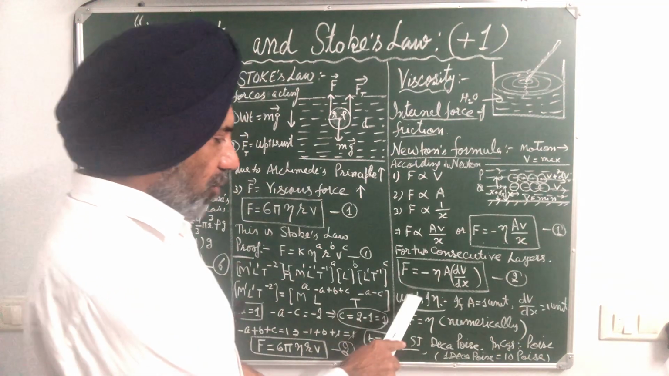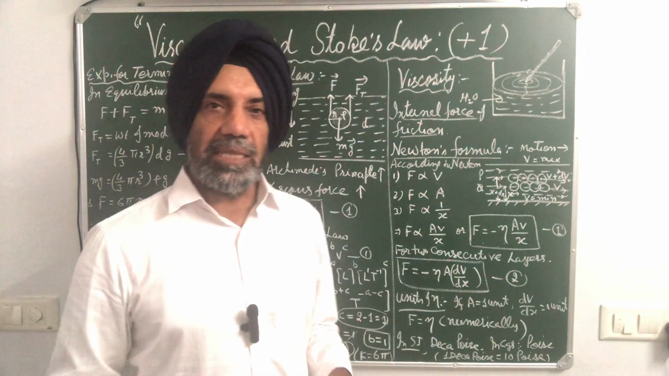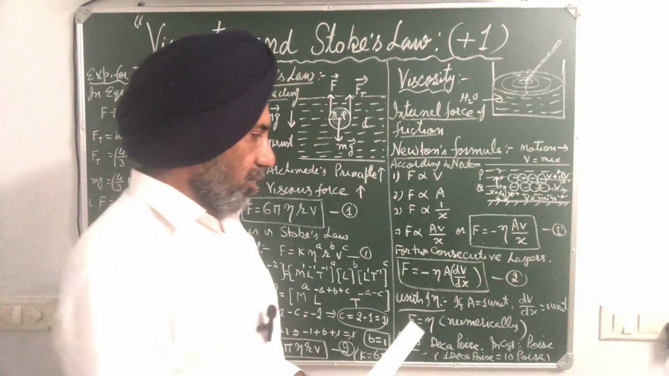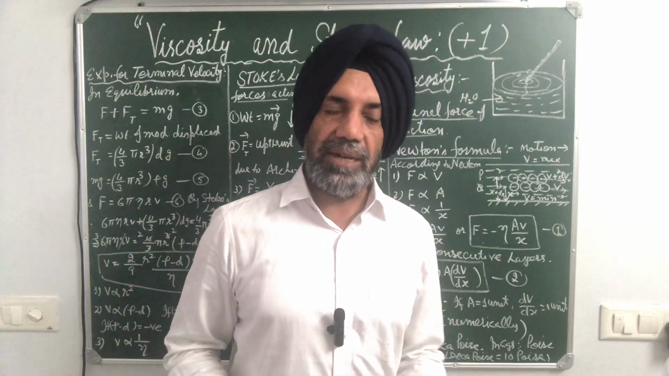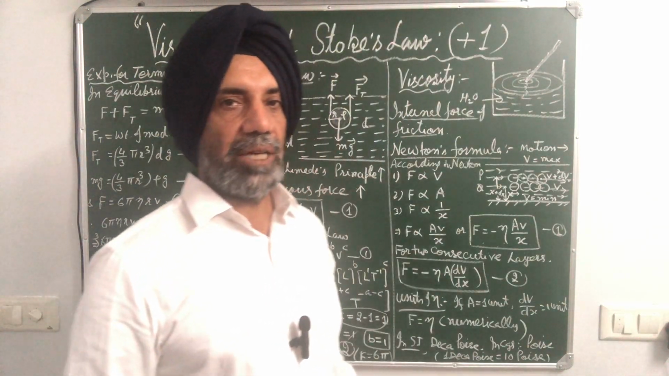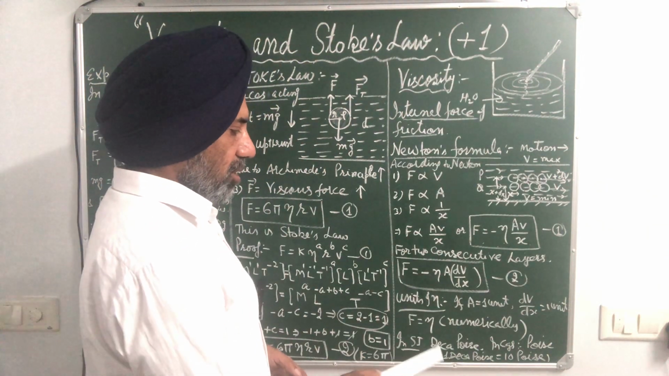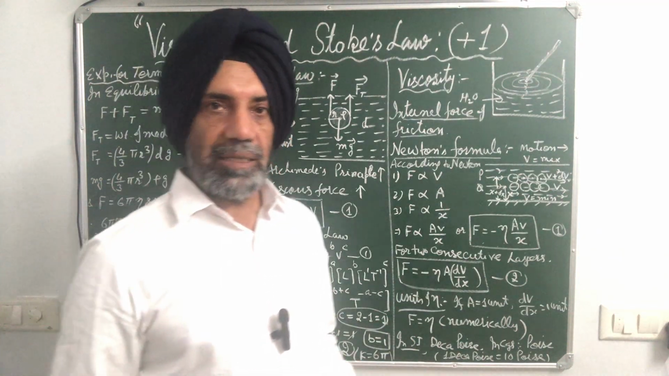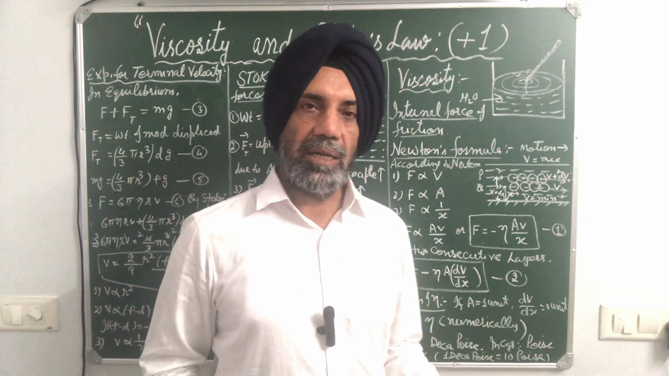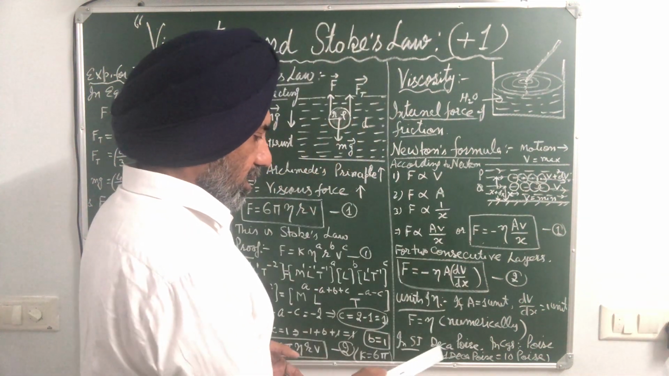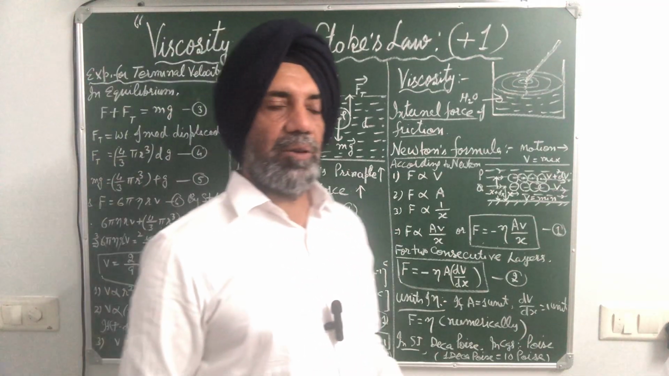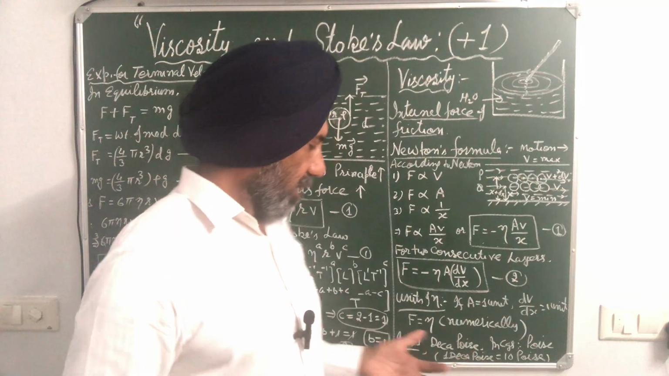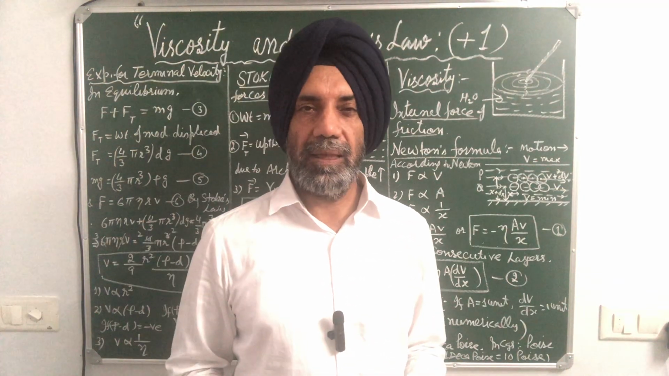Again I repeat, coefficient of viscosity is defined as the tangential force acting per unit area to maintain unit velocity gradient between two consecutive layers of the liquid. So in SI system, if F is equal to 1 Newton, area is 1 meter square, dv/dx is 1 second inverse, then unit of viscosity will be 1 decapoise. So decapoise is the unit of viscosity in SI system.